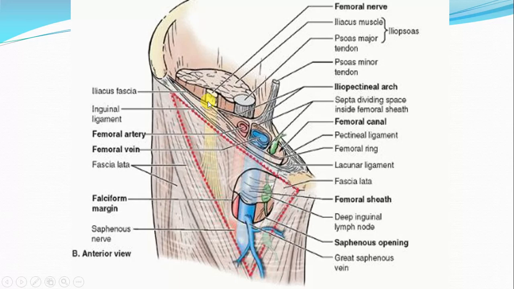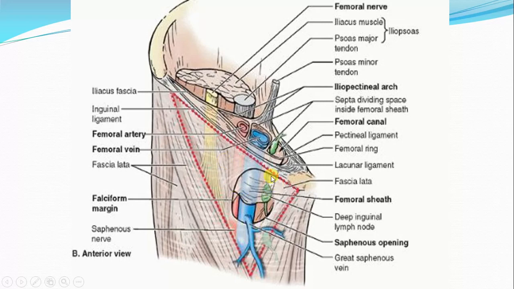And if you go laterally, you see that this nerve is lying over the iliopsoas muscle. Behind the fascia it will come down, so it is not included within the femoral sheath; it is outside the femoral sheath. Here is the tendon of the iliopsoas muscle, and this will be going down.